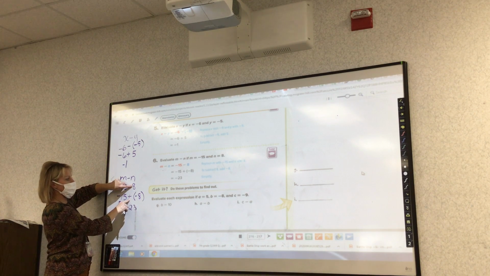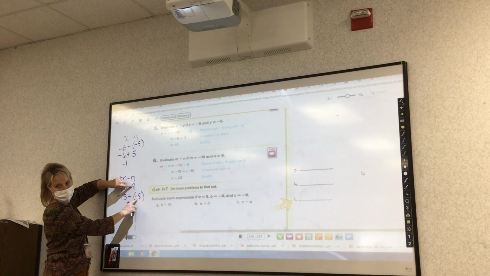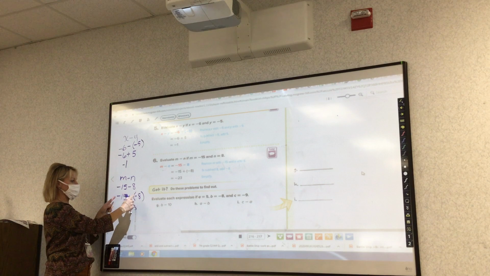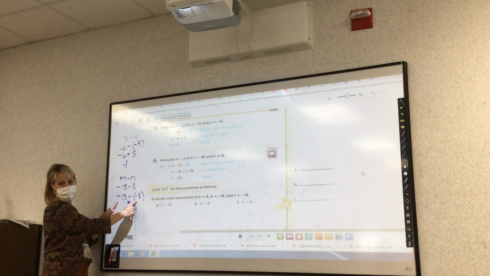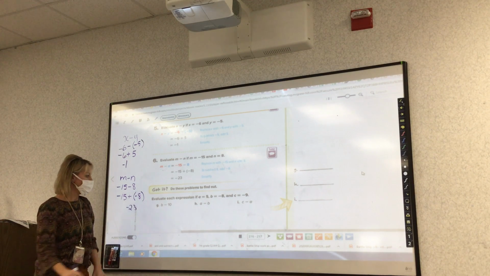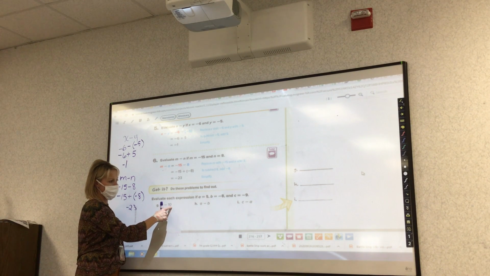This is a positive 8, so it needs to be changed to a negative 8. And now we're adding, and the rule with adding, if they have the same sign, you just add and keep the sign. Okay, so B, minus 10.